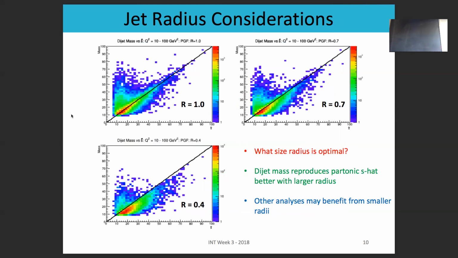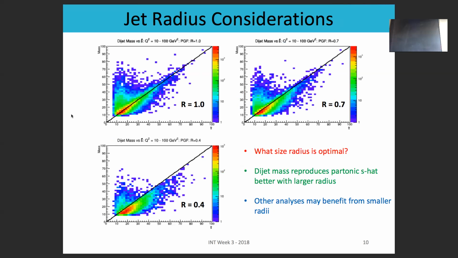Another thing to think about is what kind of radius we want to consider. So here we see, for the photon gluon fusion process at a Q square between 10 and 100, the dijet mass versus the partonic root S. And so the root S should give you the mass. Here you see the reconstructed mass versus root S for 3 different radii. And as you see, as you reduce your jet radius, this locus kind of moves off the diagonal.